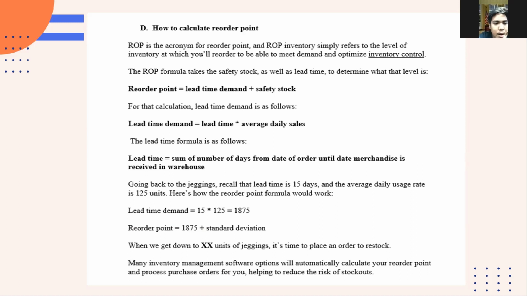And lead time demand equals 5 times 125, and we get the result of 1,875. Reorder point equals 1,875 plus safety stock. When we get down to that number of units, it's time to place an order to restock. Many inventory management software options will automatically calculate your reorder point and process purchase orders for you, helping to reduce the risk of stockouts.